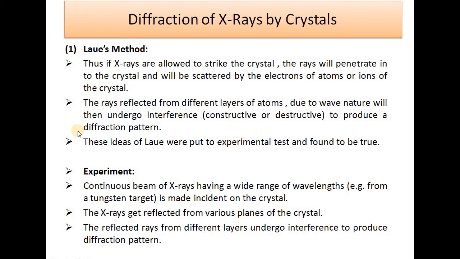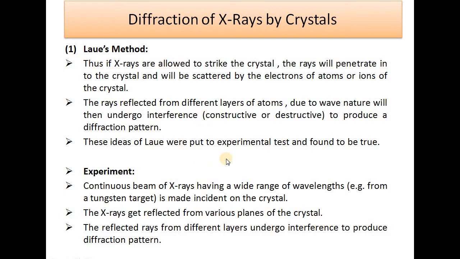What we are saying here is that Laue suggested that if X-rays are allowed to strike the crystal, the rays will penetrate into the crystal and will be scattered by the electrons of atoms or ions present in the crystal. And these reflected rays will further undergo interference. This interference may be either constructive or destructive to produce a diffraction pattern. So this idea of Laue was put to experimental test and it was found to be true.